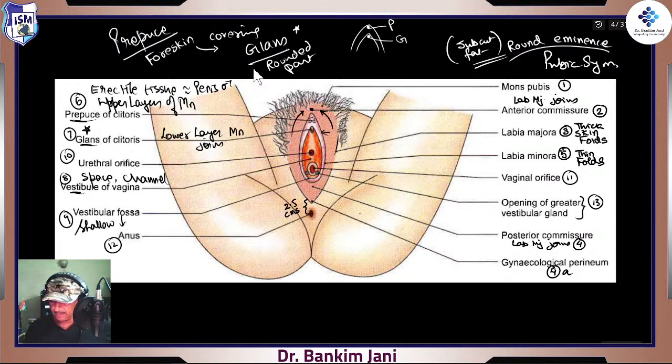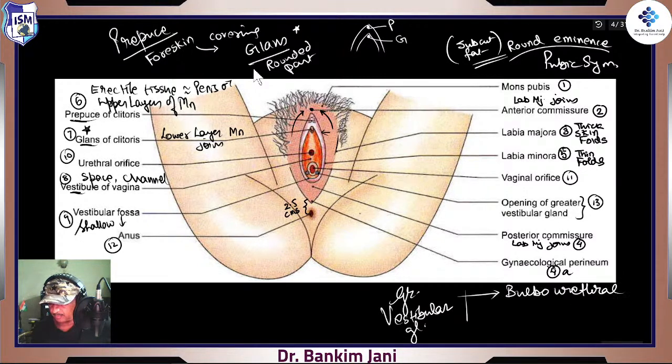Now see, the way we talked about these greater vestibular glands, correct? They'll have ducts also. The same way, you'll find that there are bulbourethral glands, and these are in case of males. They are called gland of Cowper.